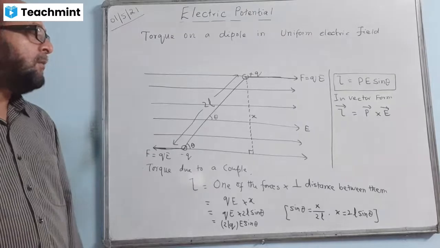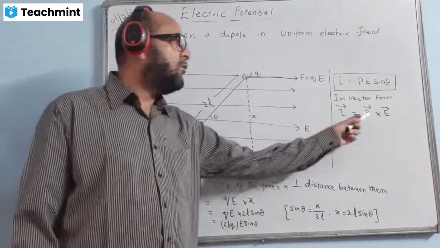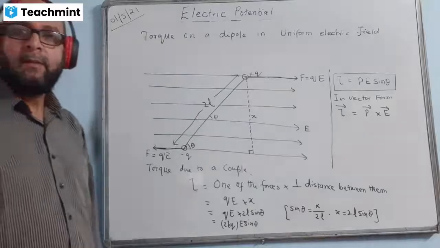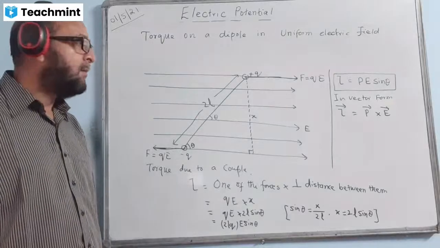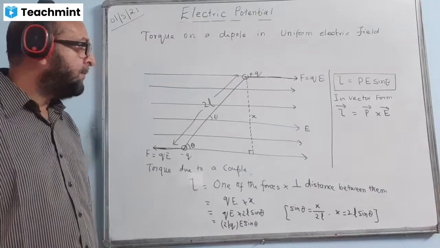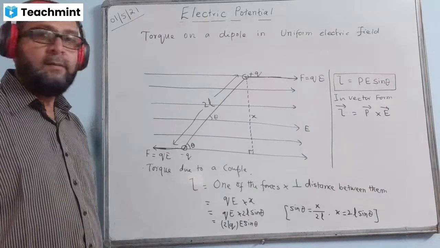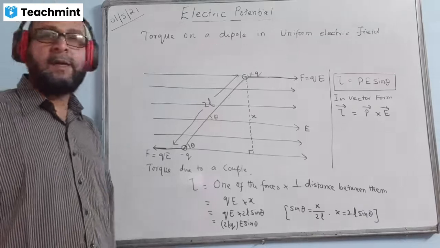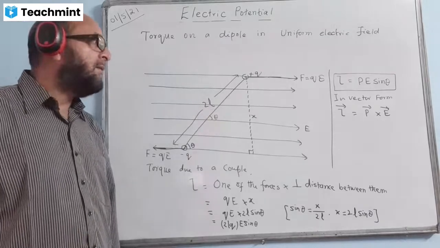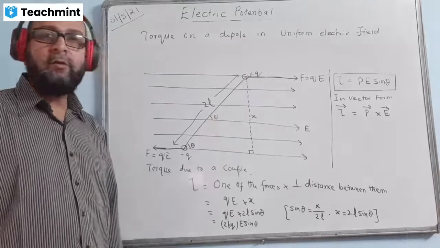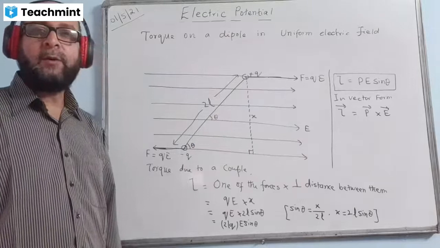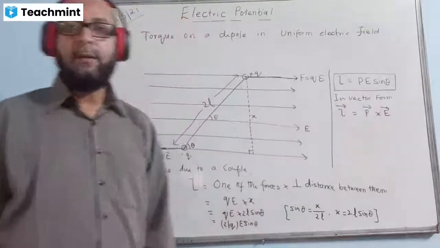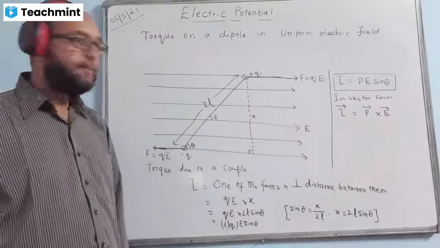So in vector form, we have the formula of torque is equal to P cross E. This is the formula of torque. The torque formula is P E sin theta, and in the vector form, we write torque is equal to P cross E. Cross product will adjust the sin theta. That's why we express it in this manner.